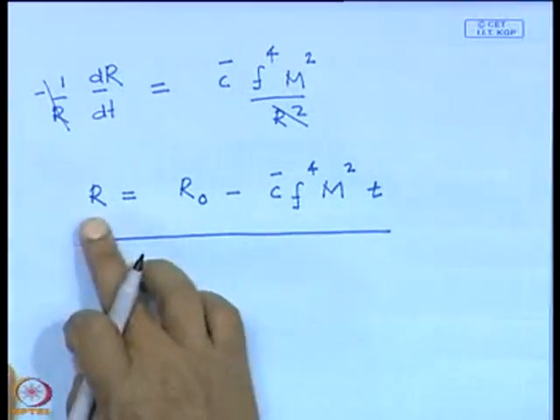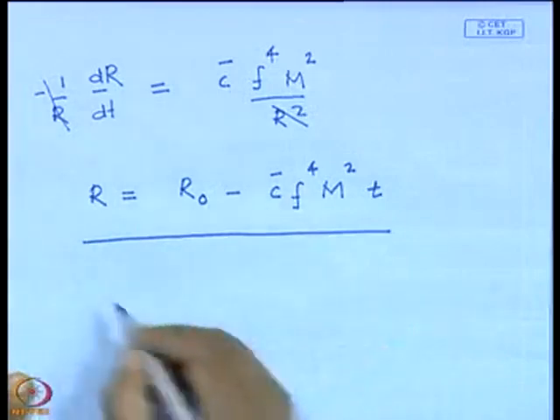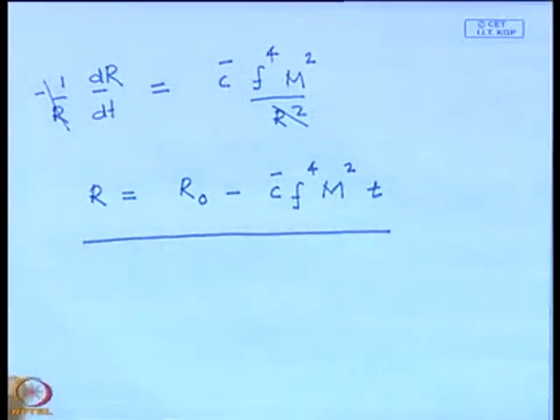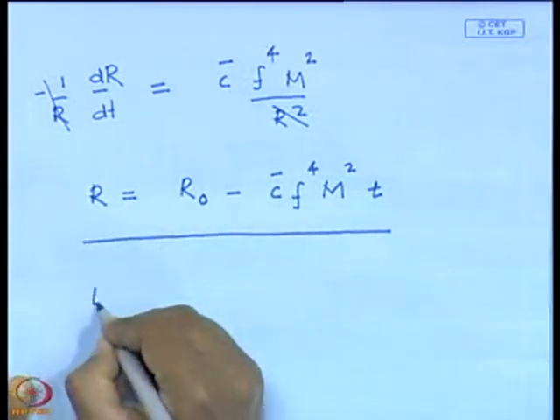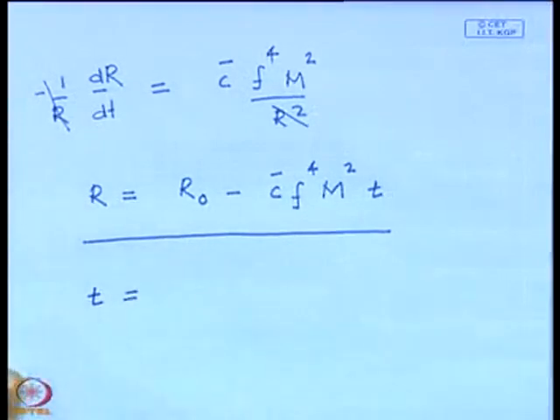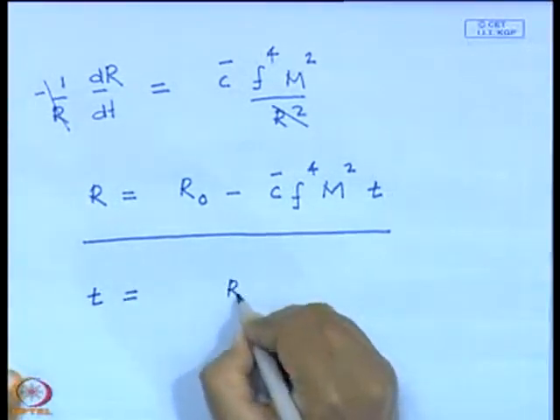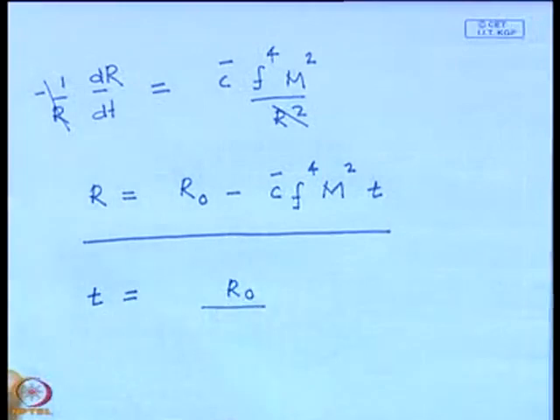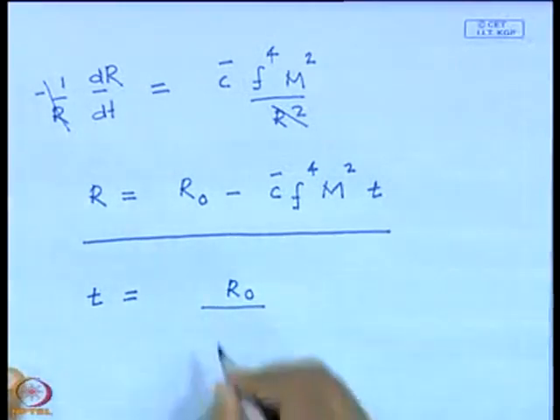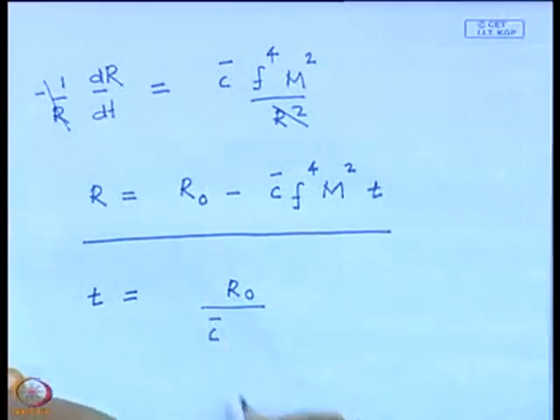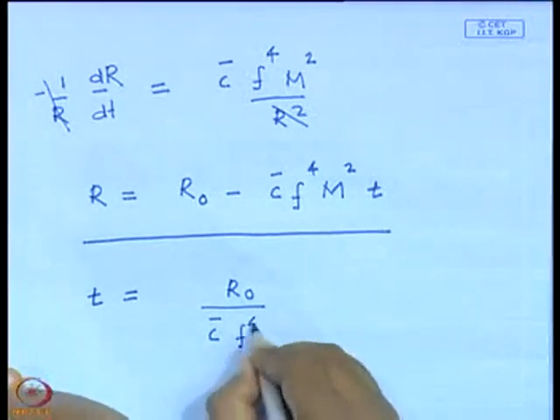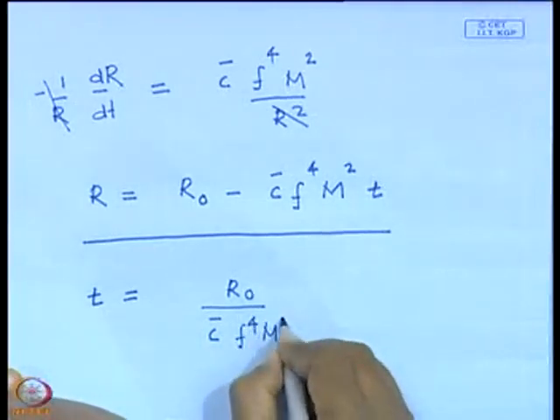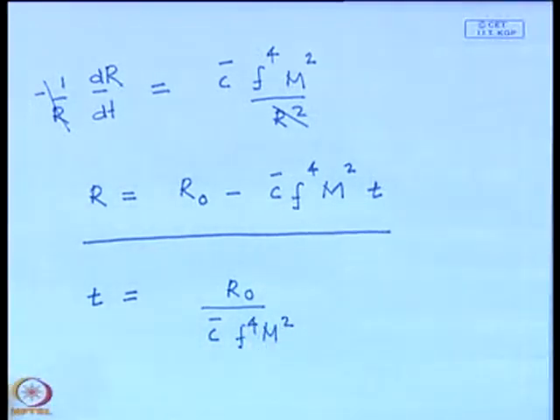Okay, so the object essentially contracts, and the entire object according to this collapses at a time t equal to r naught by c bar f to the power 4 m squared. Okay. So, having done this, let me now leave the remaining problem to you.